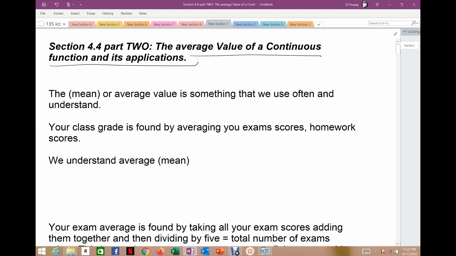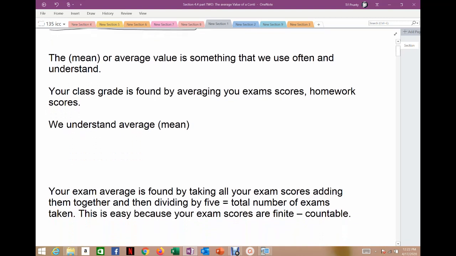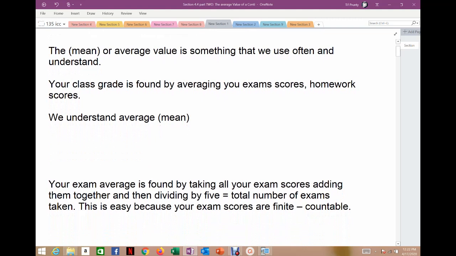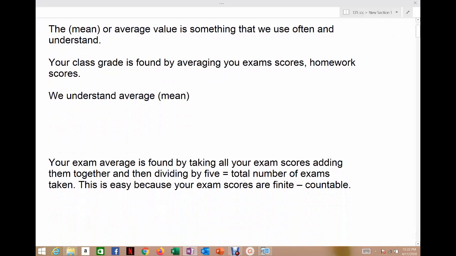And again, average is something we should understand. But it's actually a little tricky to find when it's a continuous function. But we still need it. There are a lot of applications that require us to find the average value of a function. All right, so remember what average is. This is, again, a concept you should be fairly familiar with.